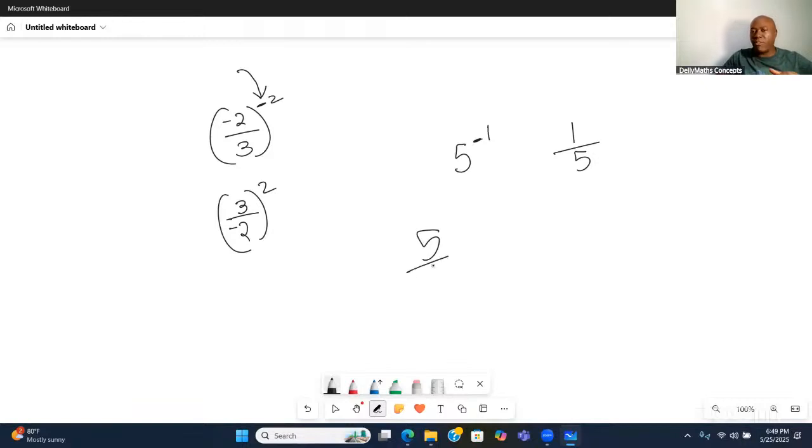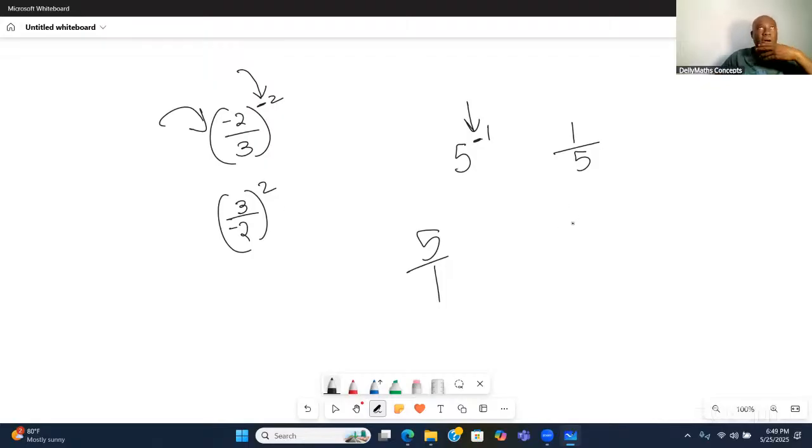Like 5 is 5 over 1, but because it's a negative power, it turned upside down. That's what the negative does. So even with these, because it's a negative, it's going to flip and become positive after that, okay? So we have to look out.